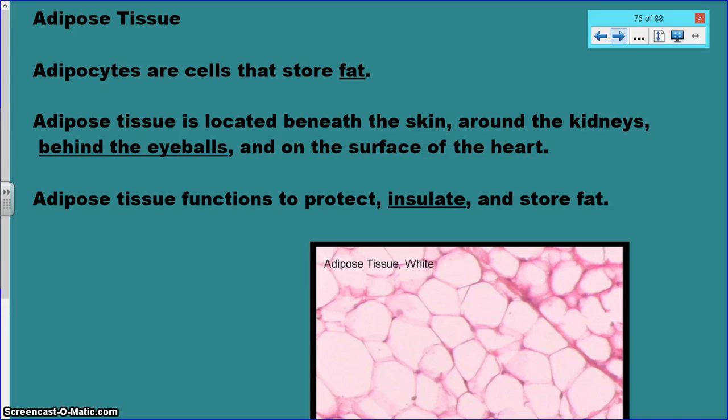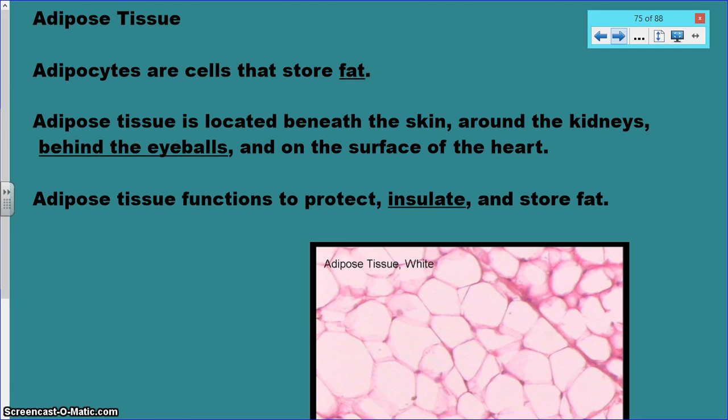Adipose tissue is composed of its own kind of cell called adipocytes. These are cells that store fat. Okay? The bigger the cell, the more fat that there is in it. Adipose tissue is found all throughout the body. It's beneath your skin. It helps to serve as an insulator, keeps you a little bit warmer, and also cushions, like around your kidneys, behind your eyeballs.